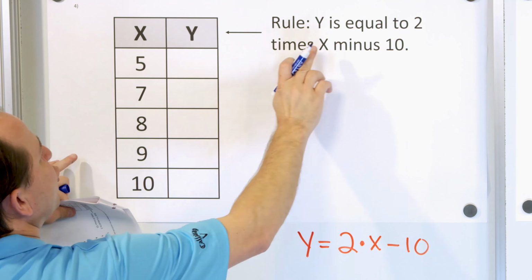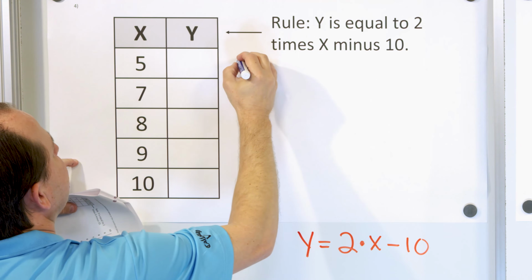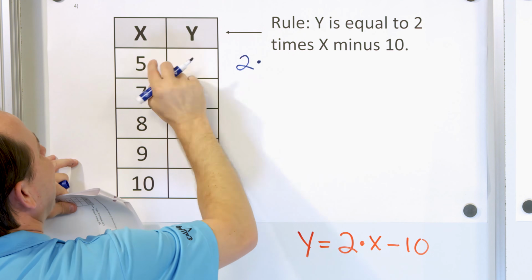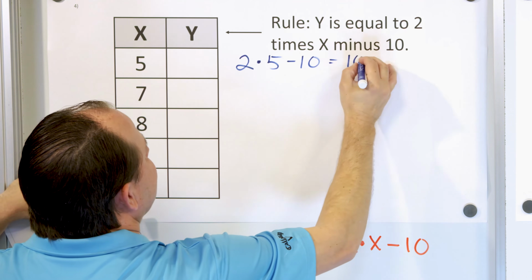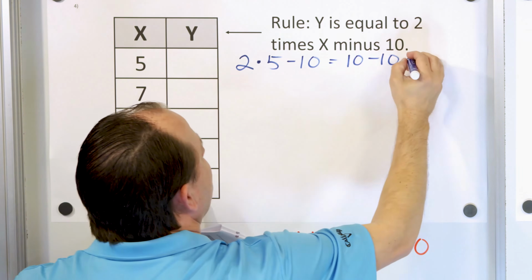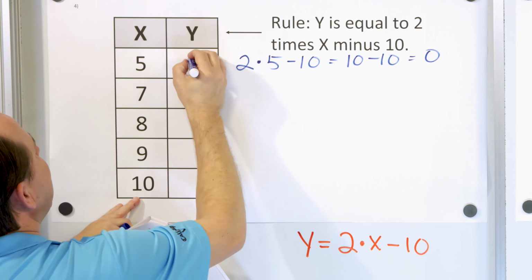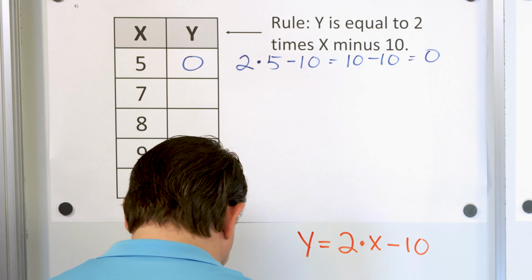Let's take a look at this. The rule is 2 times x minus 10. So for this line, it would be 2 times x, which we know is 5, minus 10. But 2 times 5 is 10. We still have to subtract 10. What do we get? 0. So the y value here is just 0.